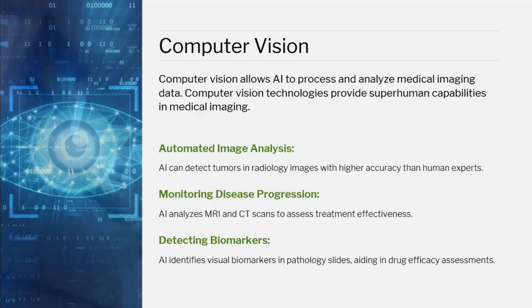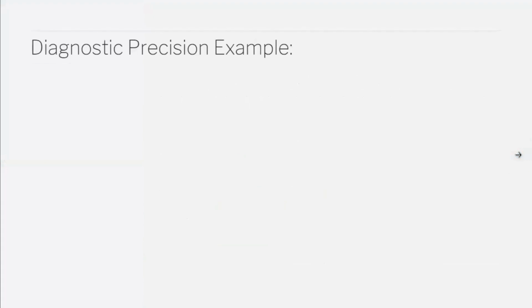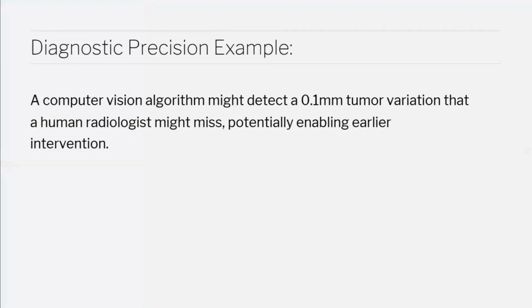to assess the treatment effectiveness. What we studied, I think, in our biomarkers. So AI can detect the biomarkers. AI identifies visual biomarkers in pathology slides, aiding drug efficacy assessments also. So basically, AI not only reads the text format, AI also analyzes the visual image formats also.